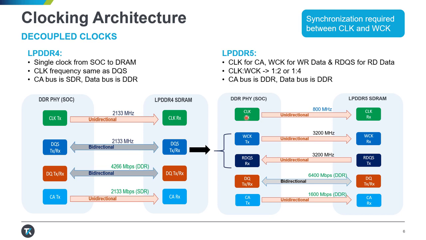Now what does this do to CA bus? Your CA is tightly coupled with clock, and since clock is running at 800 megahertz and CA is DDR, your CA data transfer is 1600 megabits per second. So even though it's DDR, it's running at a lower speed as compared to LP4. So this makes it easier to close timing and improve margins, and it's a big enabler of higher speed in LP5.